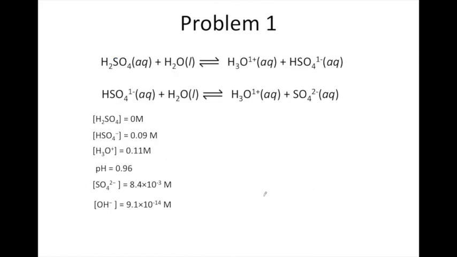So here's all of our concentrations. The sulfuric acid was 0. You can see all the others that we calculated. So be sure that you can recognize a strong polyprotic acid when you see one and solve it accordingly.